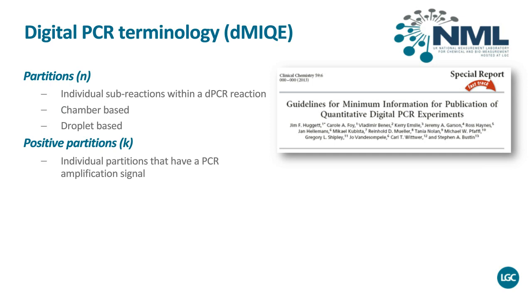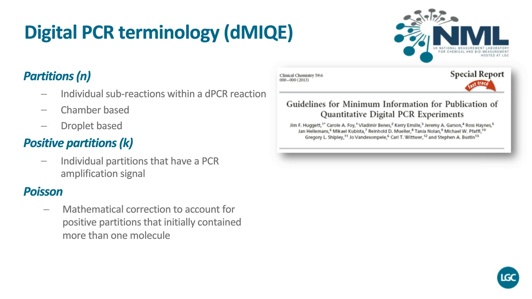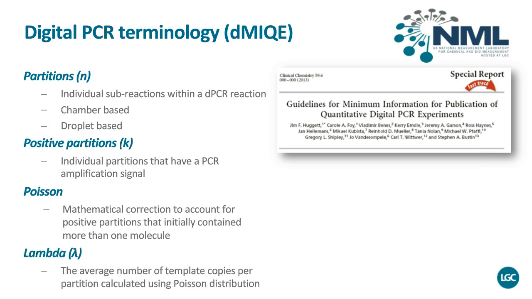Positive partition, or K, so that refers to the partition that has a PCR amplification signal. And then Poisson, that I mentioned before, that's the mathematical correction to account for any of those positives that may have initially contained more than one molecule. And once you've applied the Poisson correction to the proportion of the positive partitions, you get what's called lambda, which is defined as the average number of copies per partition once you've corrected for the Poisson.